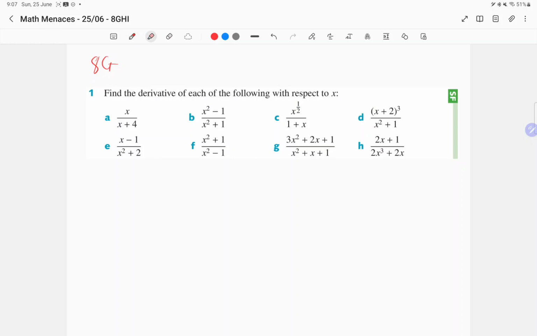So you guys will only need to work on the ones that I highlight, which includes 1D, 1G, F and G. I'll walk through 1C as well.